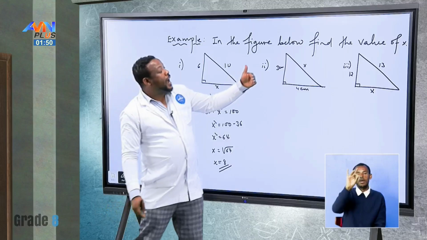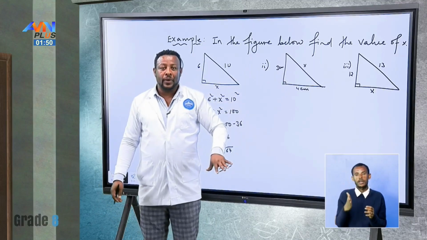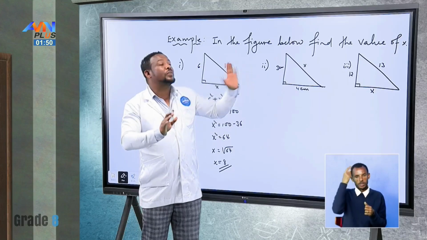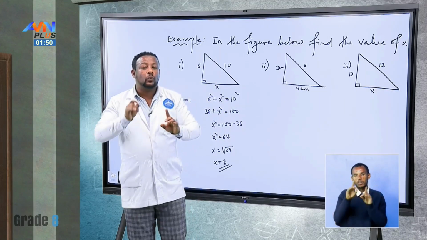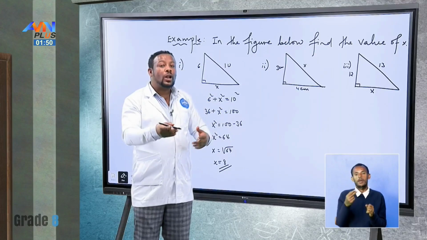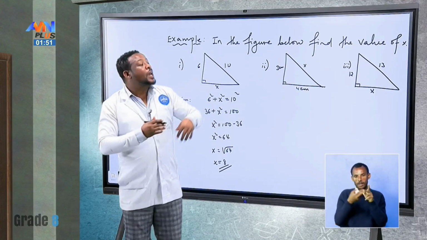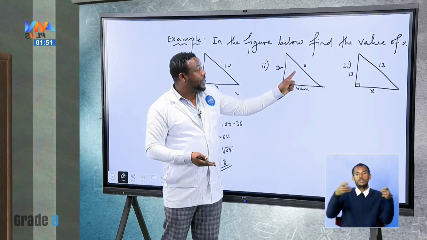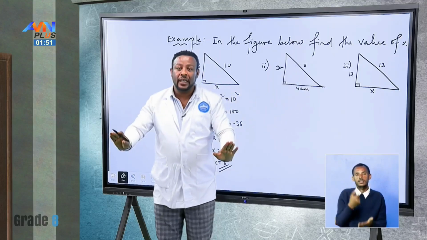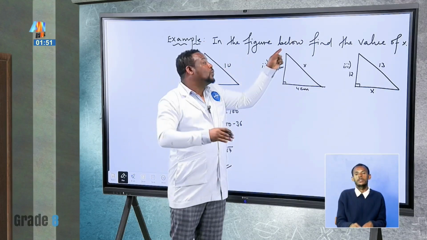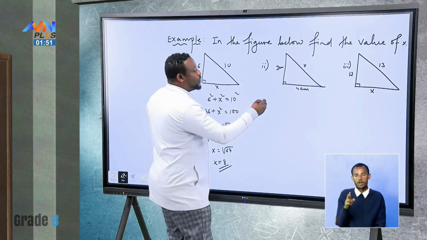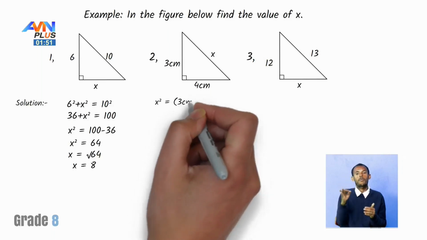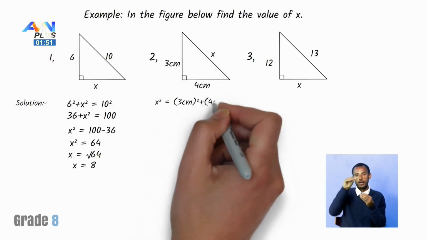Now let's see the unknown side in the second triangle. As we did in the first case, we will apply Pythagoras theorem because it's a right angle triangle. Don't forget, we can apply Pythagoras theorem and its formula only for a right angle triangle. As you can see in this figure, the side which is opposite to 90 degrees is x. So this side is the hypotenuse. So the square of the longest side is equal to the square of the other leg plus the square of the second leg.